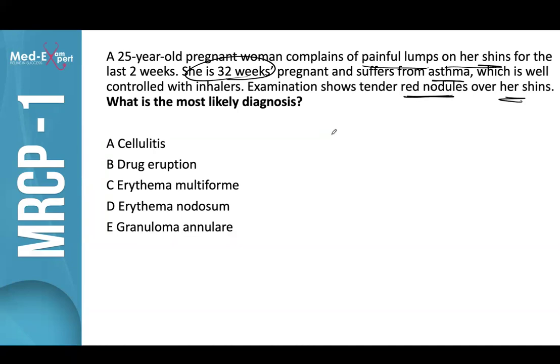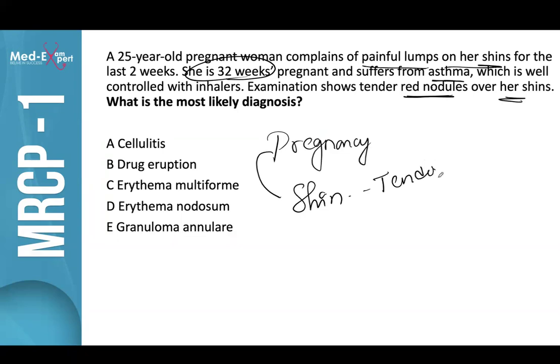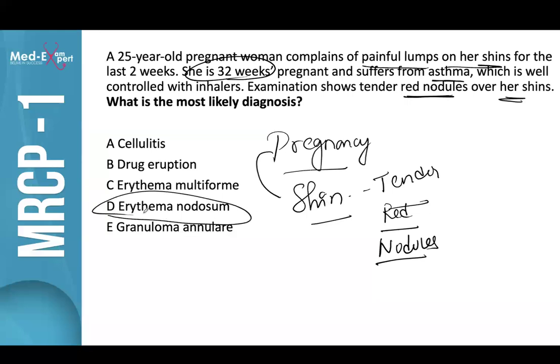All right. Now see, what are the dots I want you to connect? What are the things here? Someone pregnant. See, these are the dots. These are the keywords. If you connect the keywords, you get a pregnant lady with tender red nodules in her shin. Every word is important. If you connect all these points, there is only one diagnosis. That diagnosis is erythema nodosum.